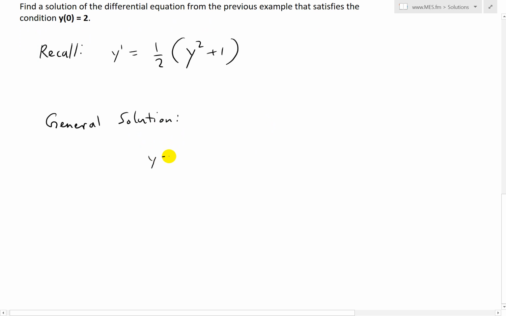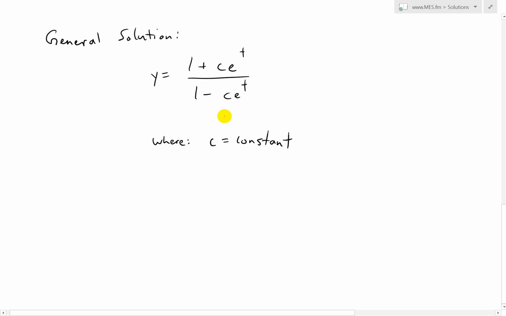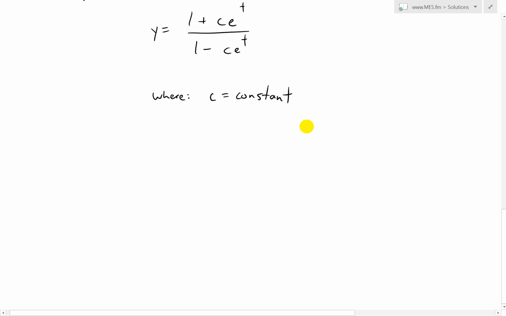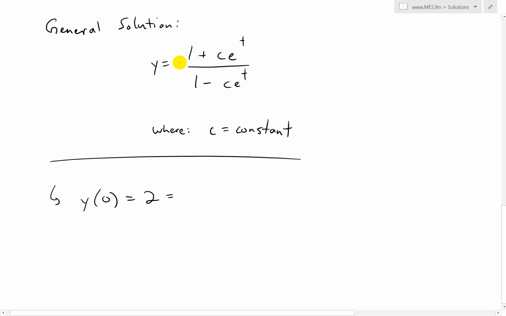It was shown to be y is equal to (1 plus c e to the t) over (1 minus c e to the t), where c is a constant. In our case, we need to find the value of c. This is just a constant value, and we've got to find that specific value of it. So we'll use the initial value we're given: y of 0 is equal to 2. We can plug this into our general solution.